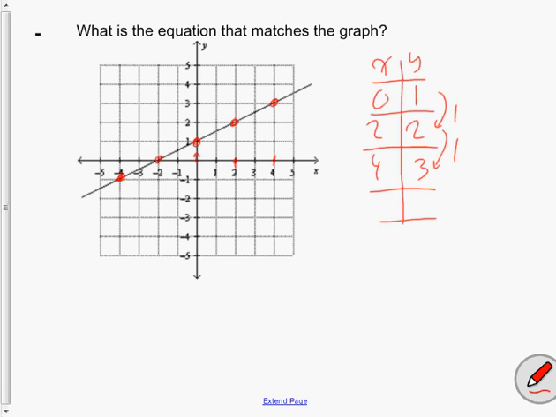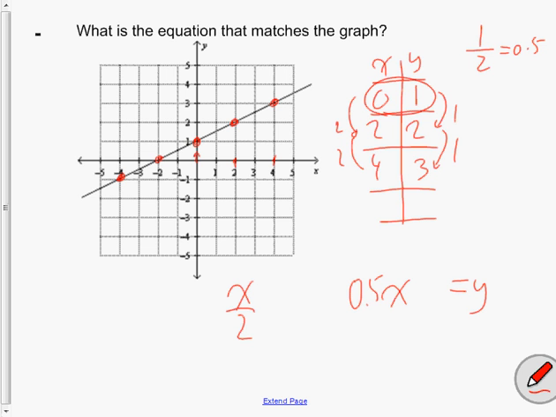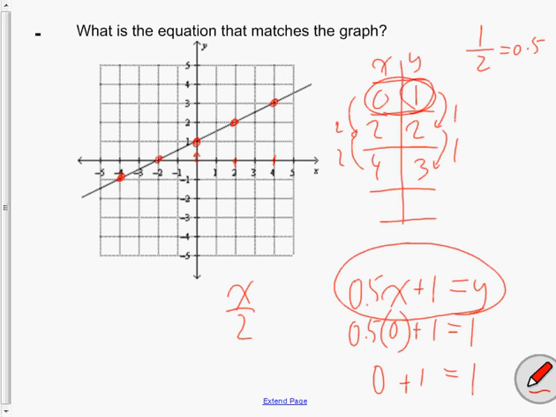The difference here is 1. The difference here is 2. 1 divided by 2 is 0.5, or a half. So when I make my equation, 0.5 can go there. Now, alternatively, you could do it like this instead. That's half of x as well. Take my first ordered pair, 0.5 multiplied by the x value, which is 0, equals the y value, which is 1. 0 does not equal 1, but if I add 1, I get my equation. So this is the correct answer, or if you want to write it a different way, that is the correct answer.